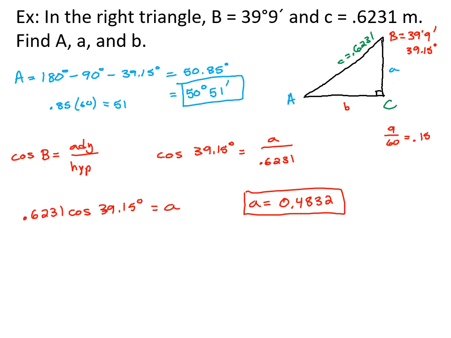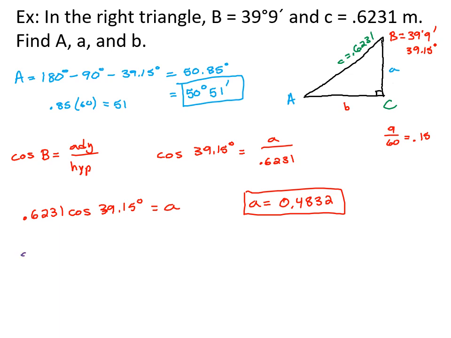And then side B, now that we have two sides, you could actually do the Pythagorean theorem to come up with side B if you want to. The downside to that is I rounded off side A, the 0.4832. So using a rounded off number may not give you the exact value as nicely as the trig function would. So I'm going to do the trig function.